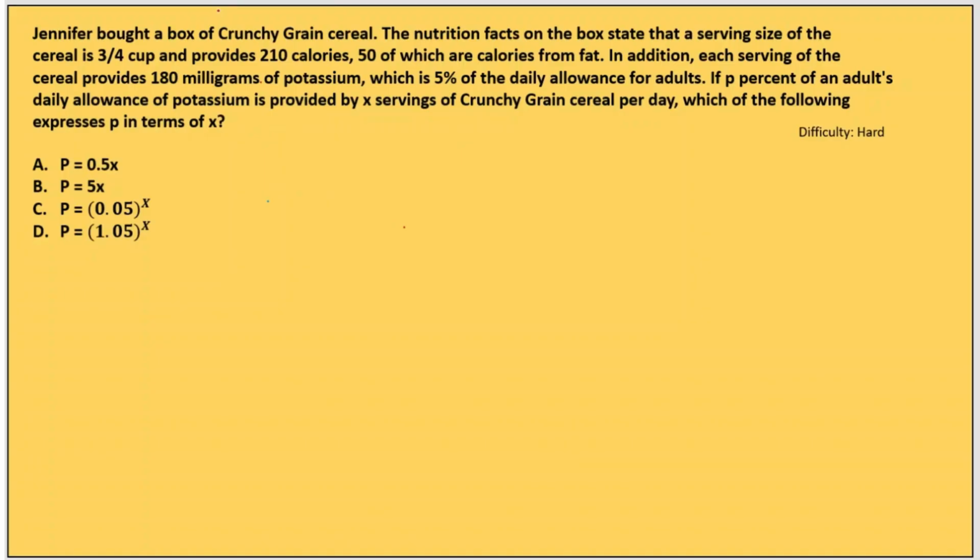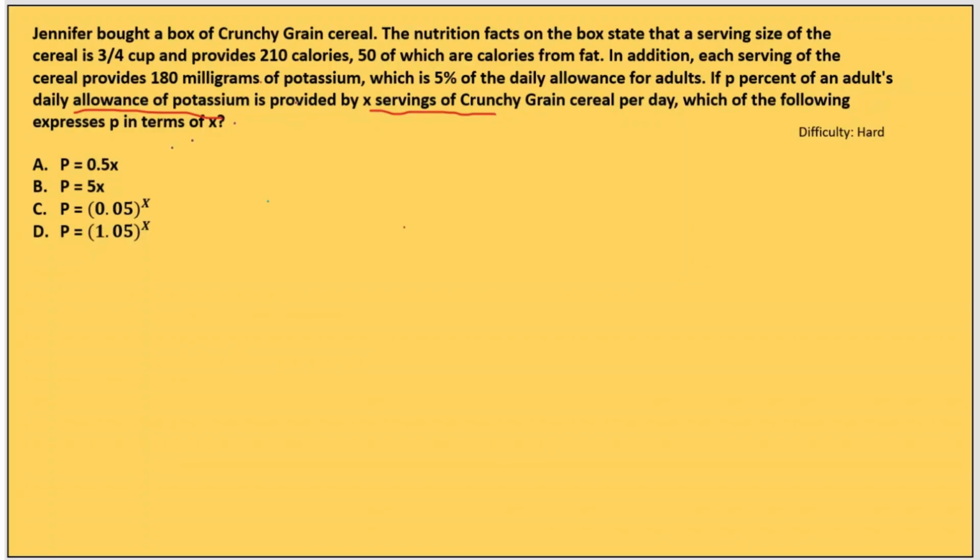And how are we going to identify that? If you read the question, you can find that out easily. What they actually want us to find out is the daily allowance of potassium and the servings of crunchy grain cereal per day. So except for these two keywords, we are going to cut out every other piece of information that has been given to us. Why? Because most of the information is unnecessary and may try to make you go off track.